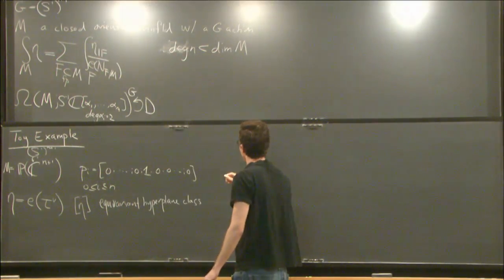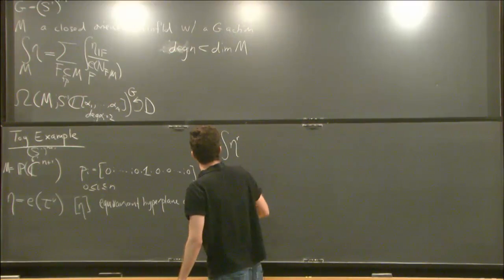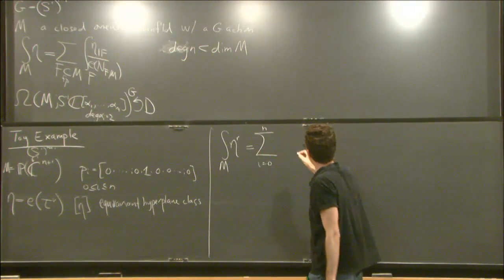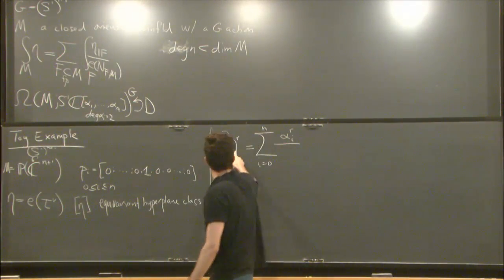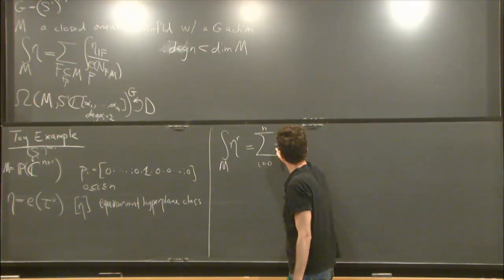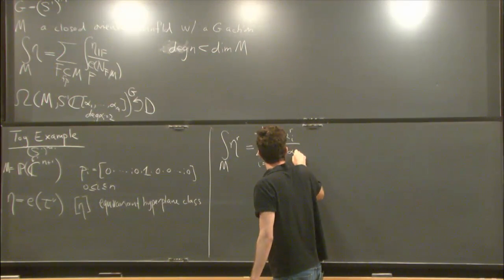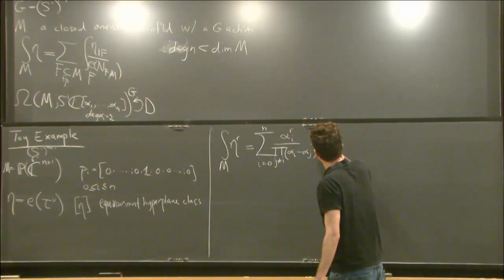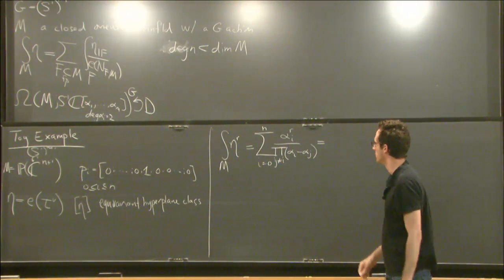Okay, so what does the fixed point formula say in this case? Well, it says that the integral of eta to some power r over M should equal a sum over the fixed points, i going from 0 to n. Here we'll have alpha_i to the r, that's just the restriction of eta to the r to this fixed point p_i, divided by the product over j not equal to i of alpha_i minus alpha_j. So that's, in this case, the Euler class of the normal bundle, or the tangent space to the point p_i.